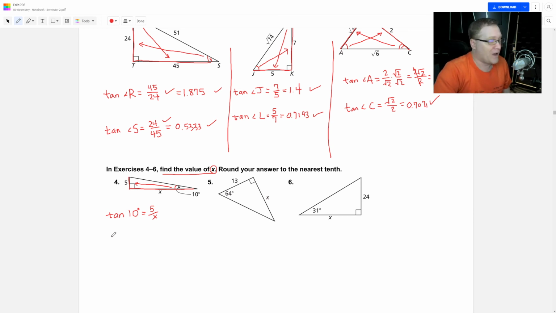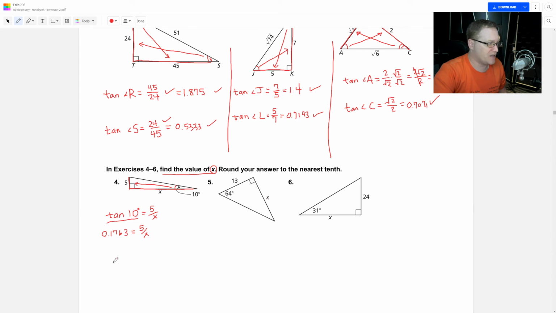Okay, so how does this help us? Well, now we can use our calculators. I'm going to use my calculator right now, and I'm going to hit tangent of 10 degrees. And it gives me the answer 0.1763. So that is the tangent of 10 degrees. But we already know that this equals 5 over x. So now we can solve for x.